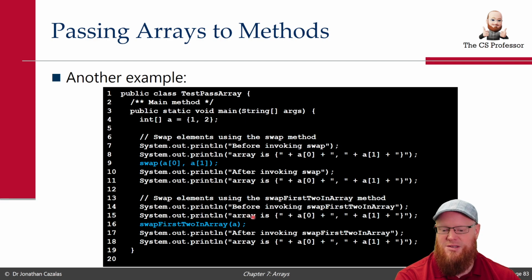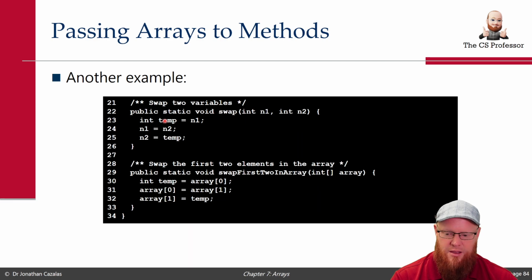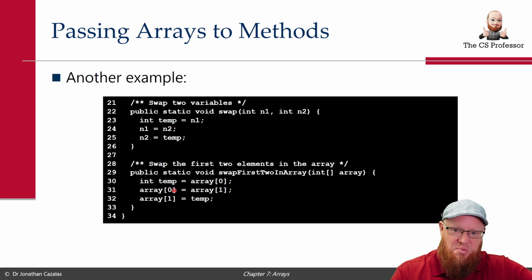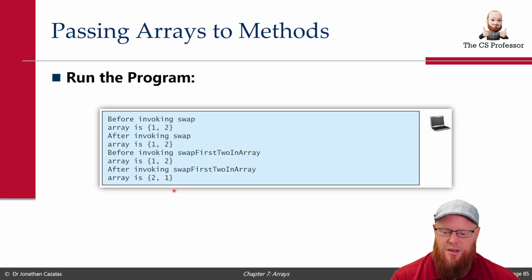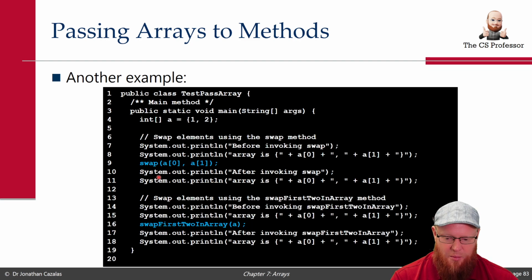But check out this one. The takeaway is that here, once again, we print the array before invoking this other method. We're going to get 1, 2. Then we call this method swapFirstTwoInArray. We send over the address of the array. We swap the actual values in the array on the heap. That's the takeaway. And when we print the result, we see we finally actually made the swap. And that swap persisted after the method closed.